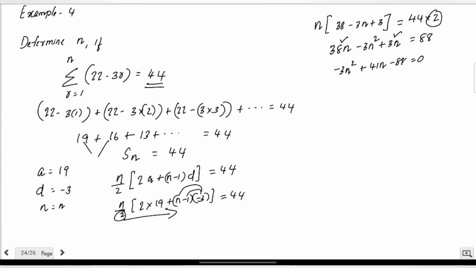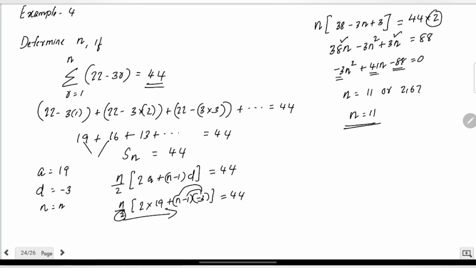So this is a kind of quadratic equation, right? So what are you going to do? We can use the quadratic formula. I'm not going to show it because you guys know that, where a is minus 3, b is 41 and c is minus 88. You will get two values of n. N will be 11 or 2.67. So which one are you going to choose? Because what are we finding? Number of terms. It's always a counting number. So n is equal to 11.